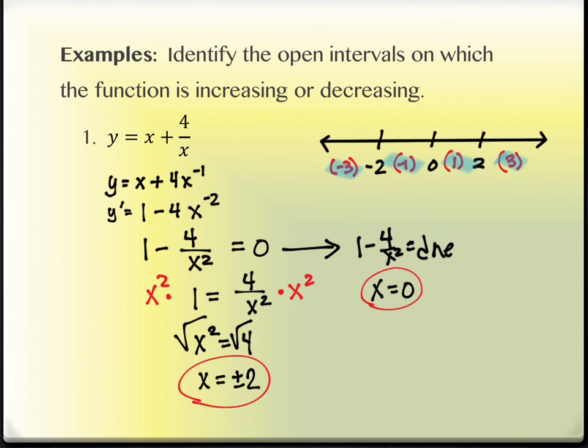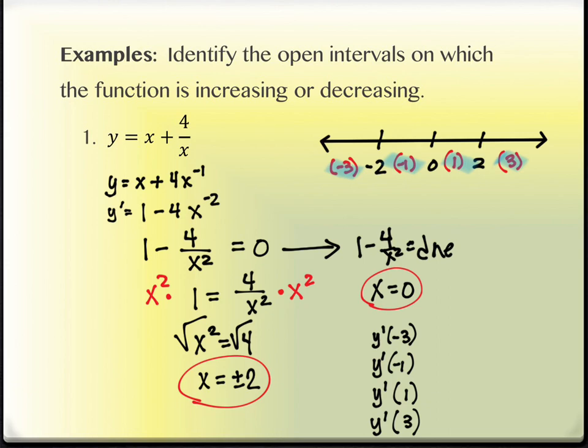Because I found the 3 places where I have critical points. 2 of them were 0, -2 and 2. It's not 0 anywhere else. So every single one of those values is going to be either positive or negative. I take each one of them and put them into the derivative. Oh, it's called y prime. We'll use y prime. So I'm going to do y prime of -3, y prime of -1, y prime of 1, and y prime of 3.